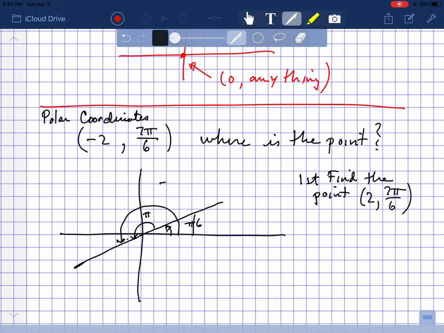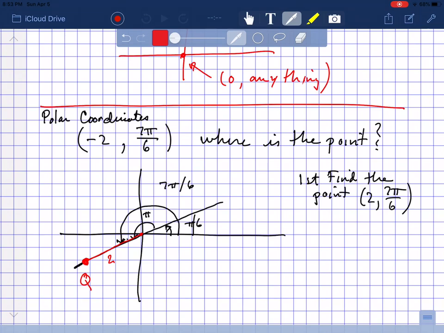So here's pi. So this is going to be 7 pi over 6. And now what I'm going to do is move out 2 units from here. All right. So that brings me to this point here.